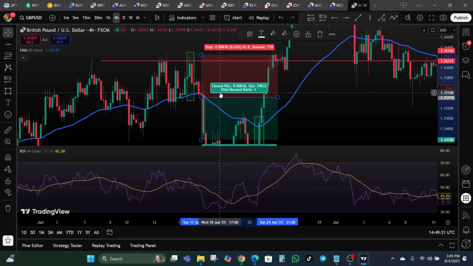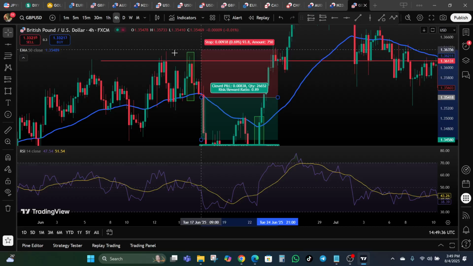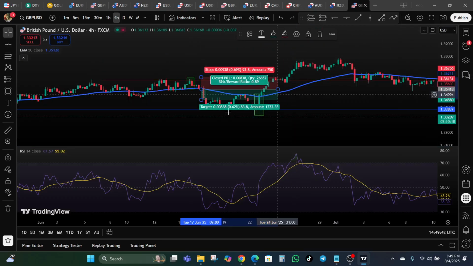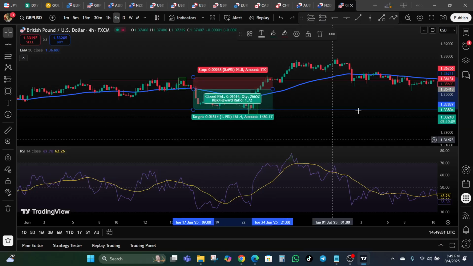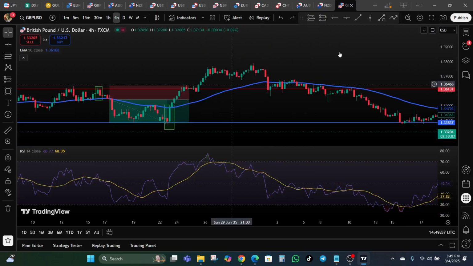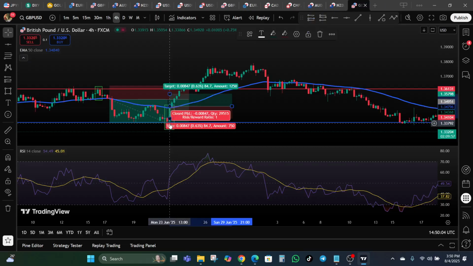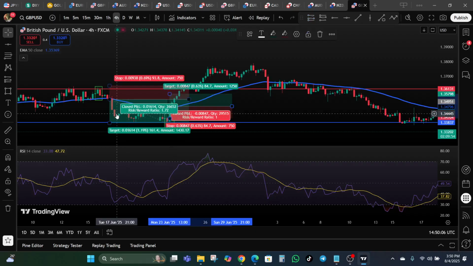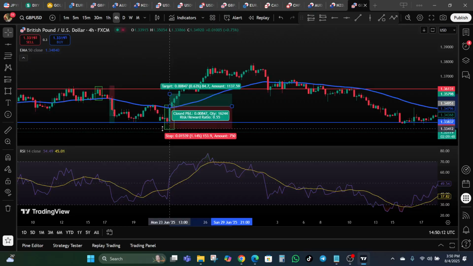Then you place your stop loss just above the engulfing pattern if it is a sell. If it's a buy trade, of course, the reverse is the case. You're going to place it just below the engulfing pattern. So for a buy, you enter after the candle closes above the EMA, and then your stop loss is going to be below the engulfing pattern.